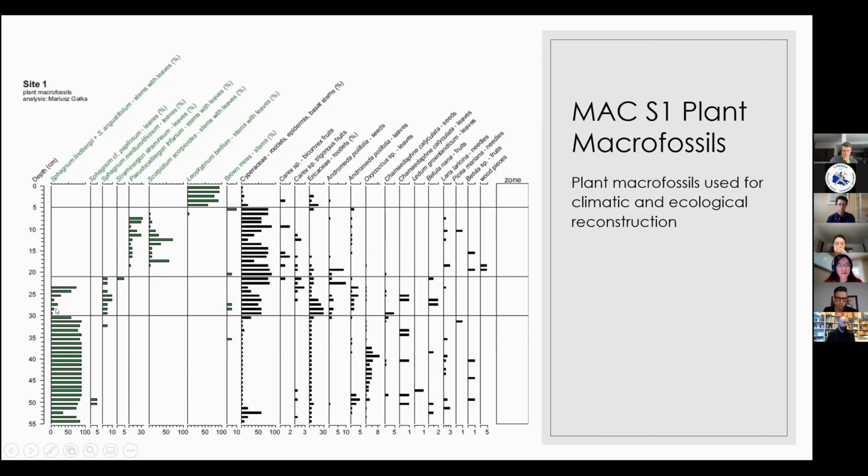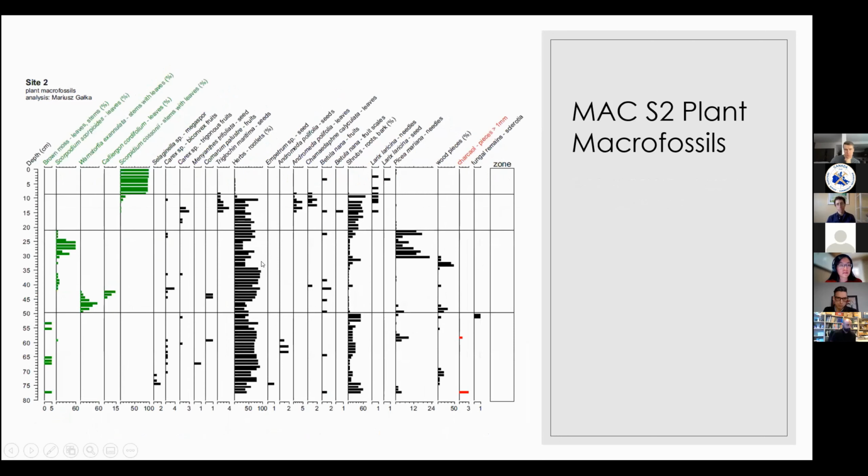This one's really clear in the sense that the bottom half of Mache S1 is dominated by Sphagnum lindbergii and Sphagnum angustifolium, and then it disappears after a depth of around 23. When we're looking at Mache S2, a similar thing happens where the top has a lot of Scorpidium, and then it disappears. So this defines different zones.